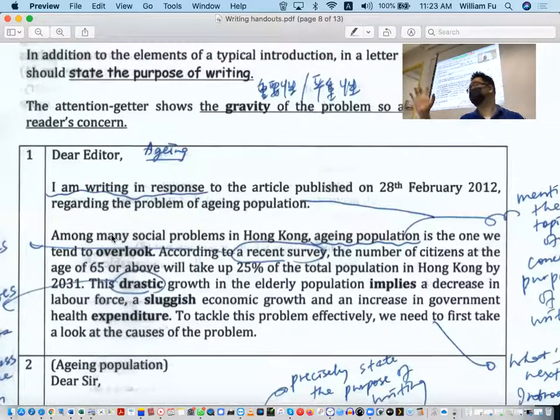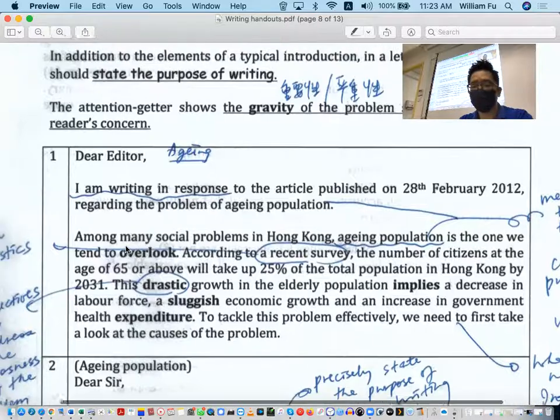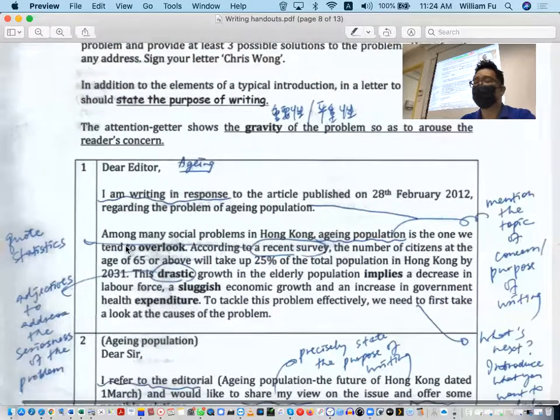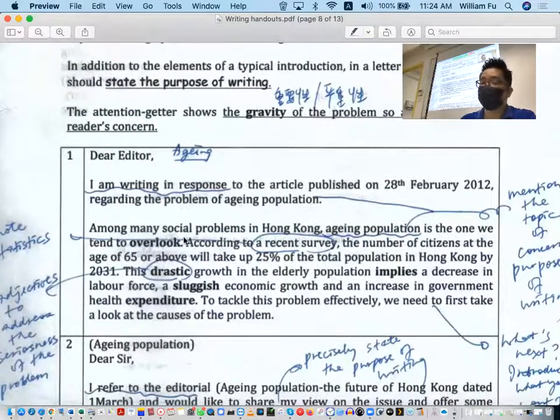Now, remember, for the introduction, you have to narrow it down from broad to specific. Among many social problems in Hong Kong, aging population is the one we tend to overlook. Really overlook. For the word overlook, it tells you something. According to a recent survey, the number of citizens at the age of 65 or above will take up 25% of the total population in Hong Kong by 2031. This is quite serious. If you think about this, if there is a quarter of the population over 65 in any society, what kind of problem will that create?